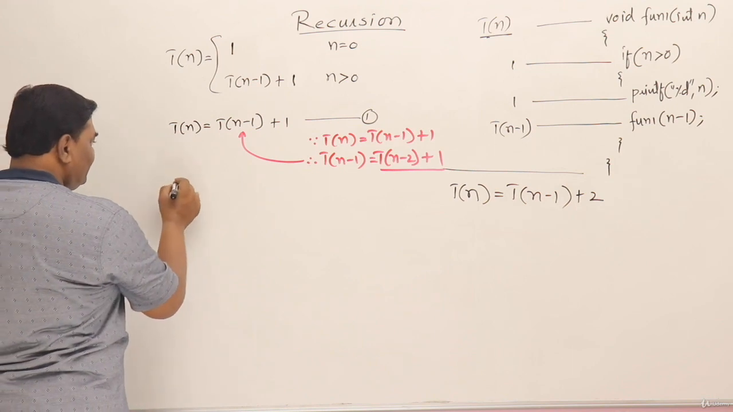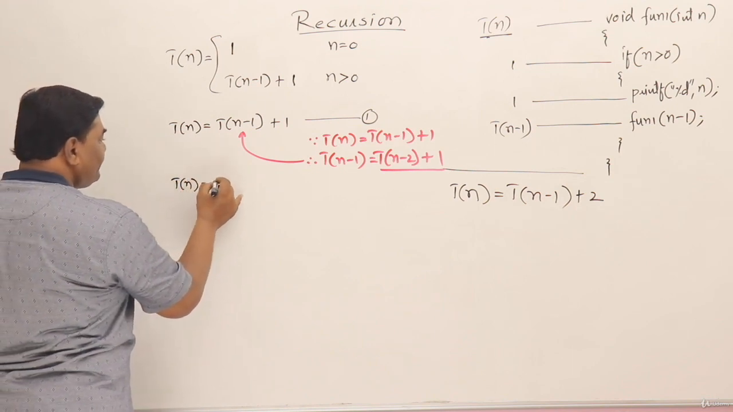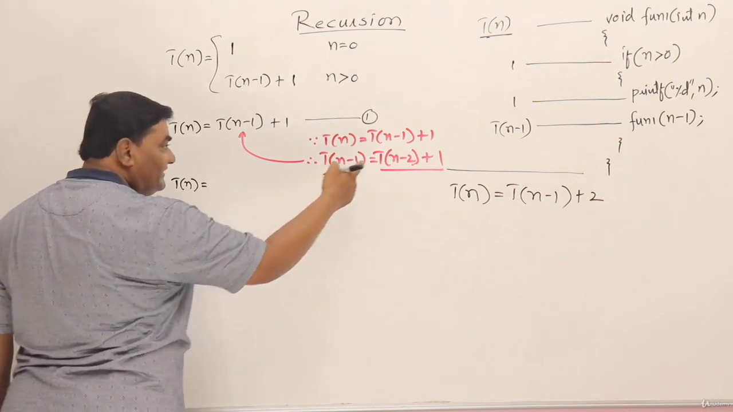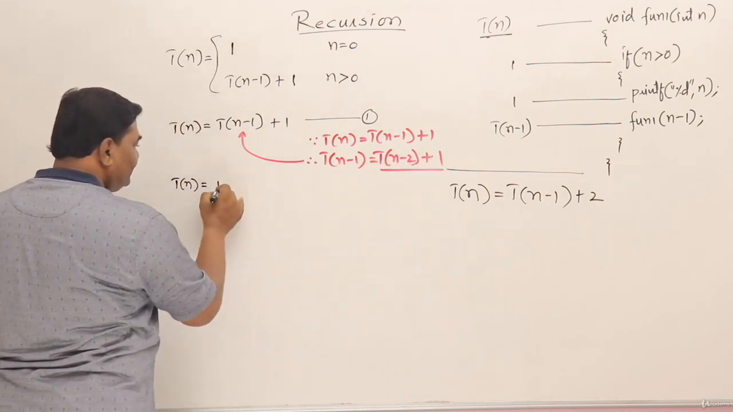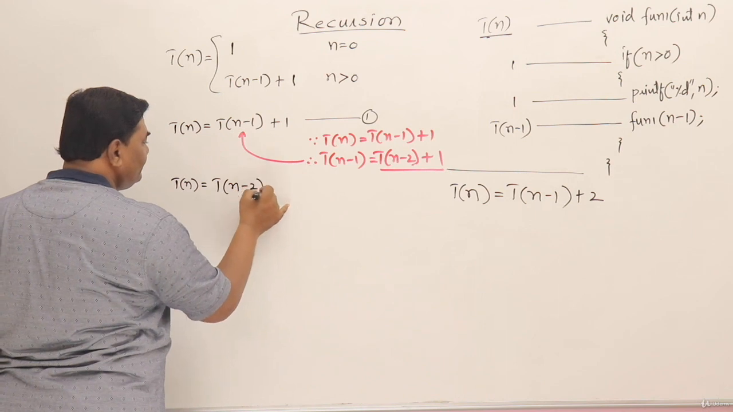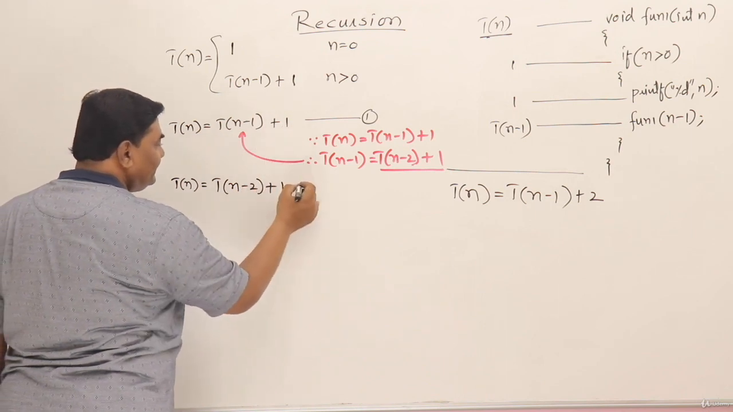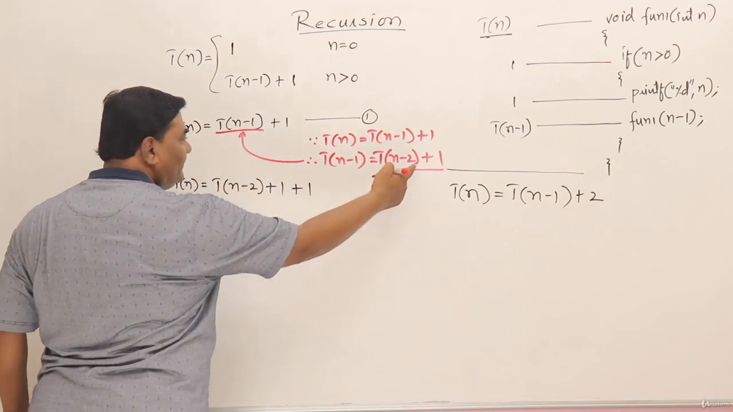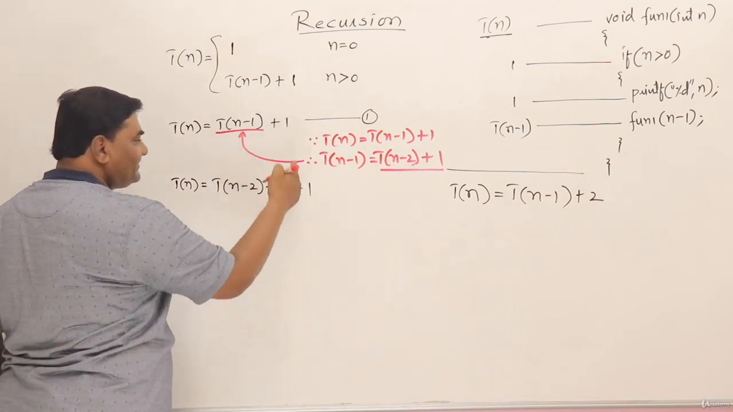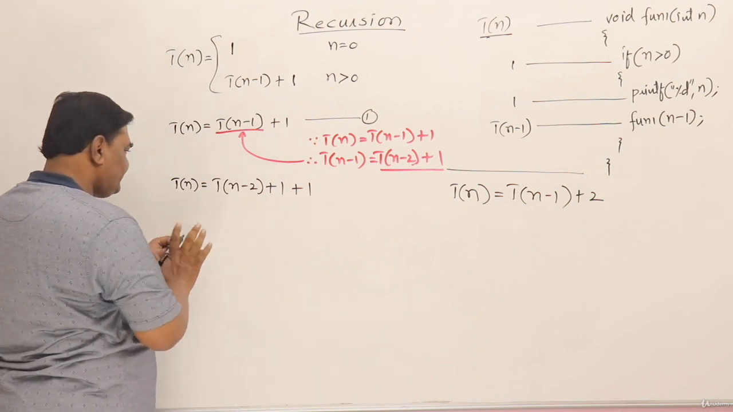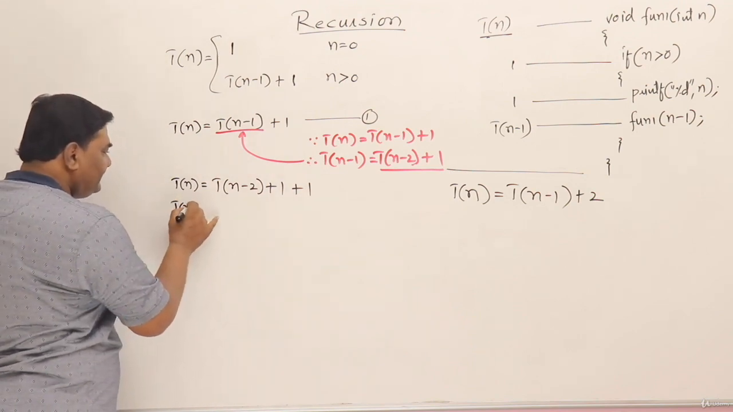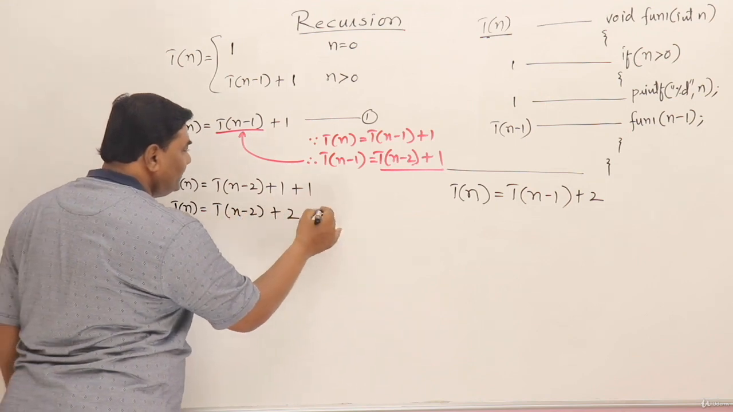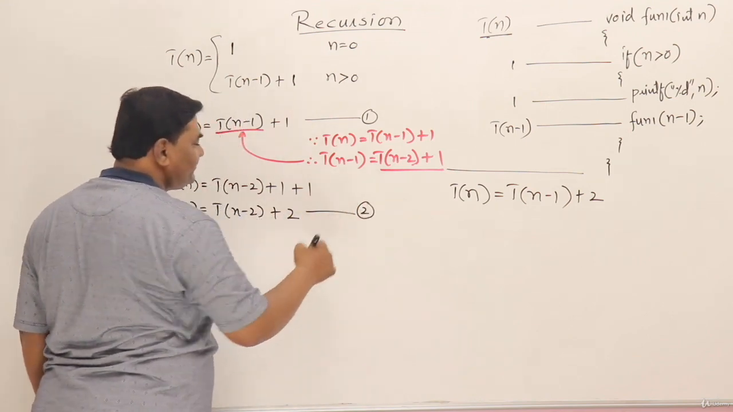So the next equation that I get is T(n) = T(n-2) + 1, and this plus 1 as it is. So this is substituted with this one, and then this plus 1 as it is. So what is this finally? T(n) = T(n-2) + 2. Let us call this the second equation.